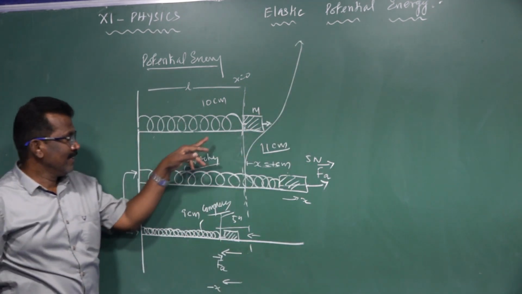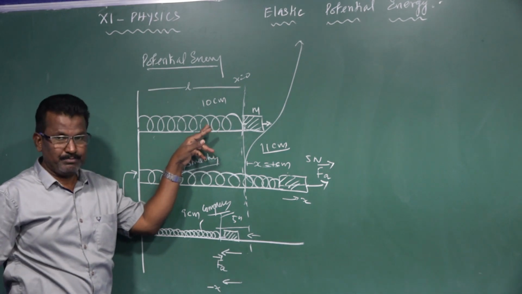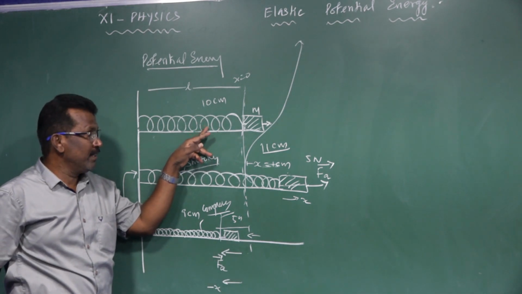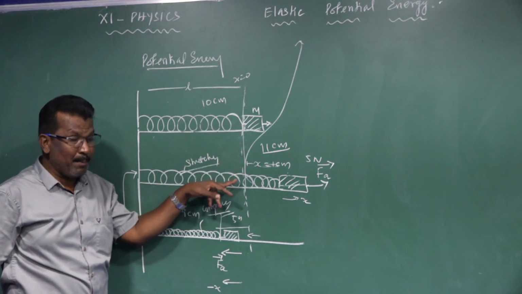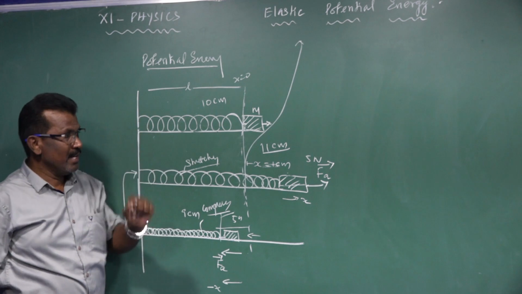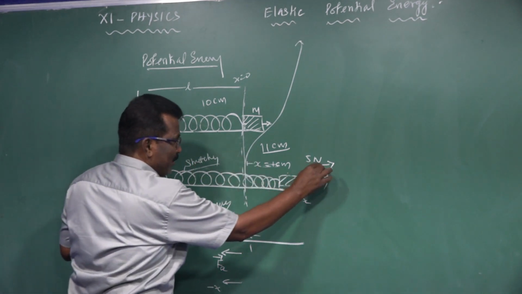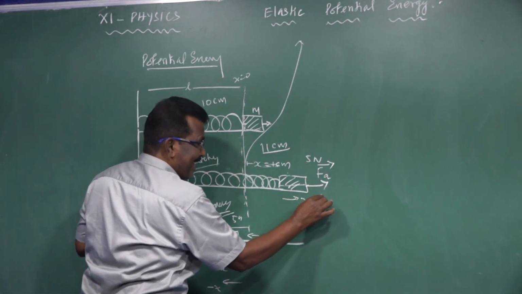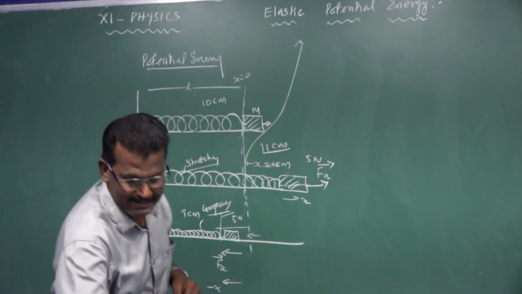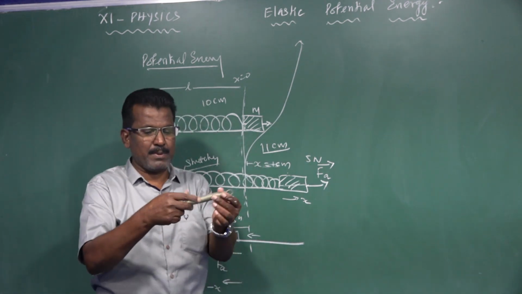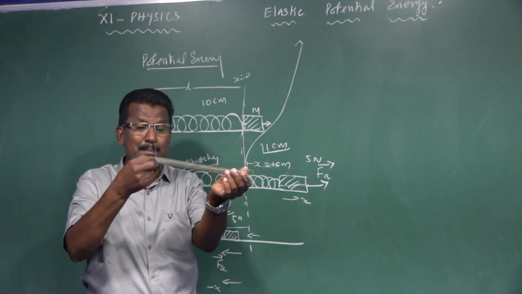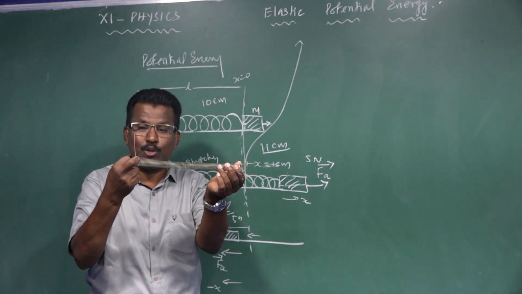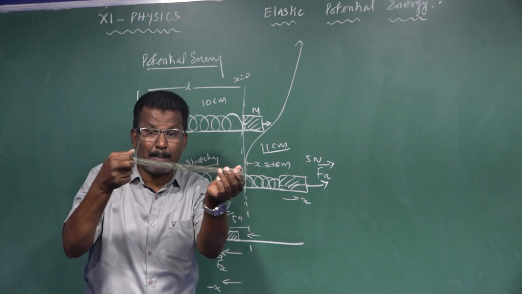Let us consider this is in the equilibrium position. No energy is stored in the spring. If a force is applied on the spring, some energy is stored. If a certain number of newtons is applied on the spring along the x-axis, for example, this is the spring, some force is applied. At the same time, another force is applied in the opposite direction of the applied force.